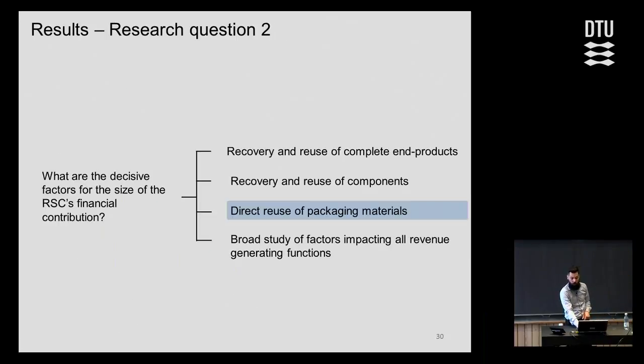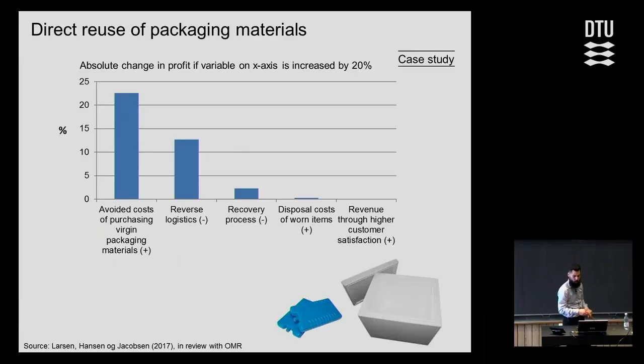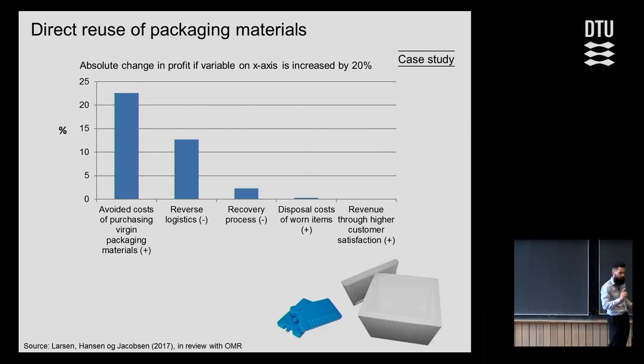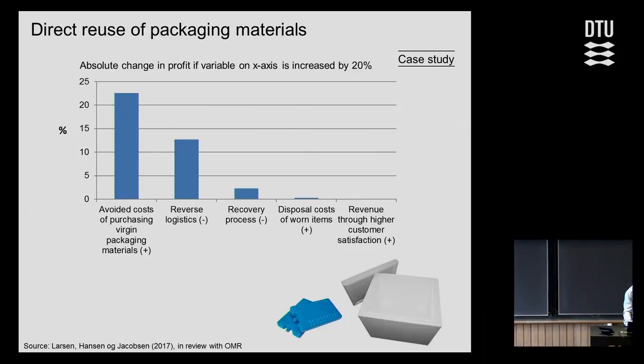The third one was direct reuse of packaging materials, and these are the specific packaging materials that I was investigating: styrofoam boxes and cooling elements. And same analysis as before, absolute change in profit, and the most important factors here are the avoided cost of purchasing virgin packaging materials, and then the reverse logistics of taking back all these boxes. So here reverse logistics is the second most important factor.